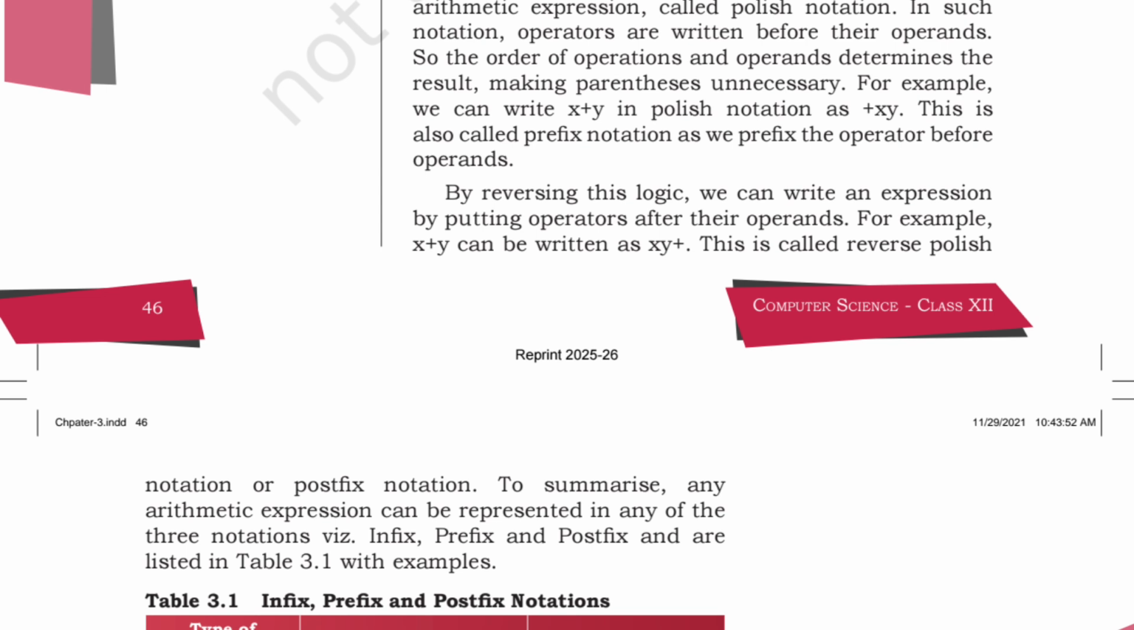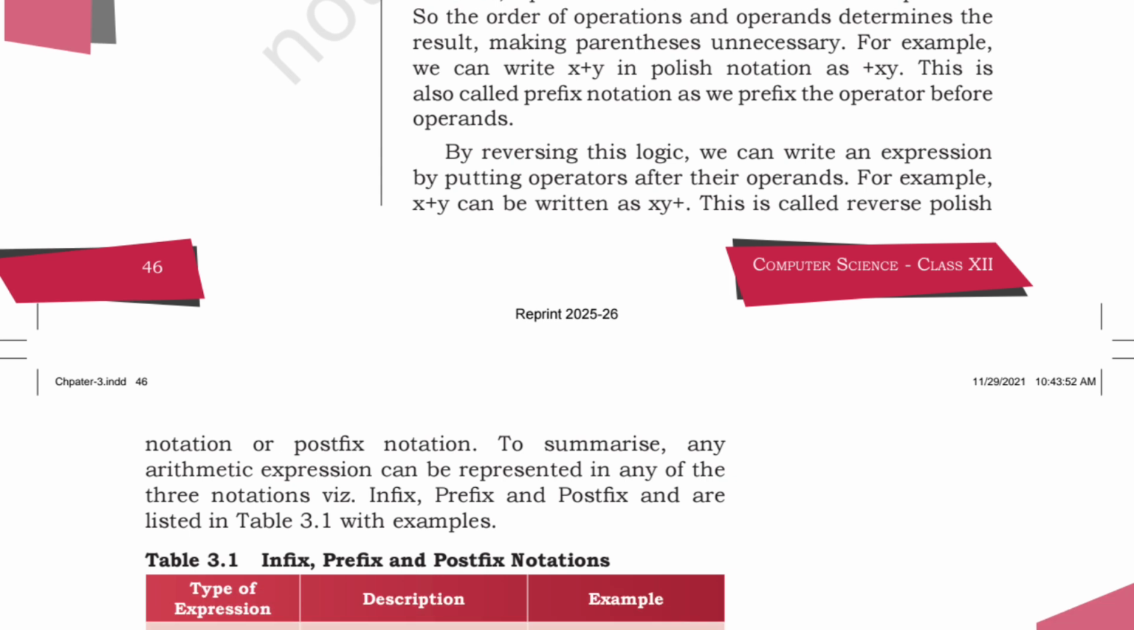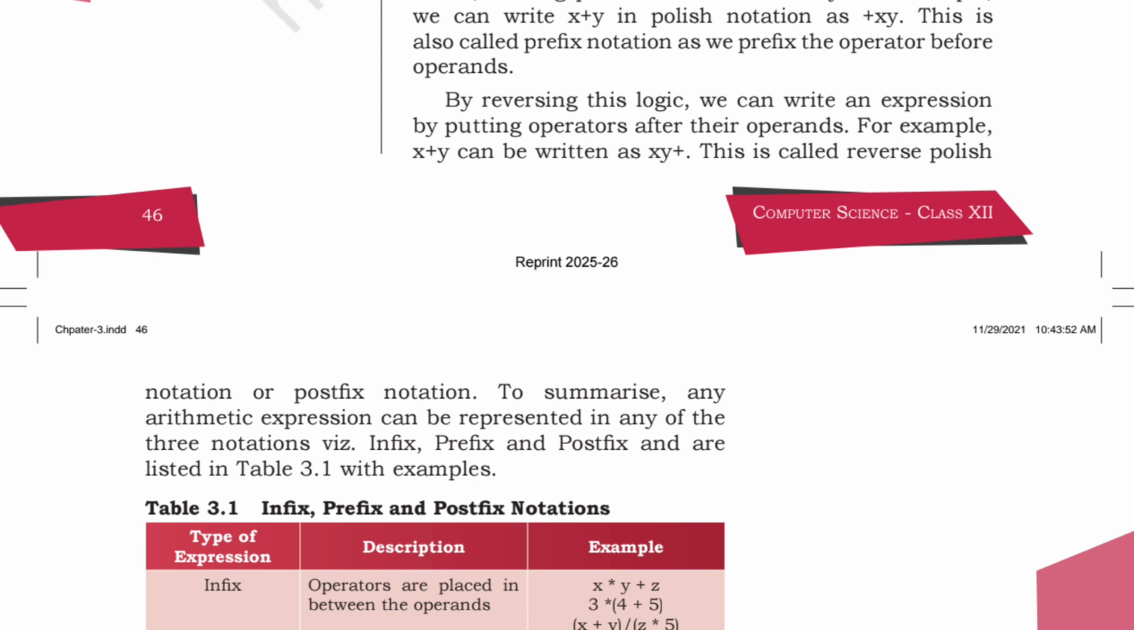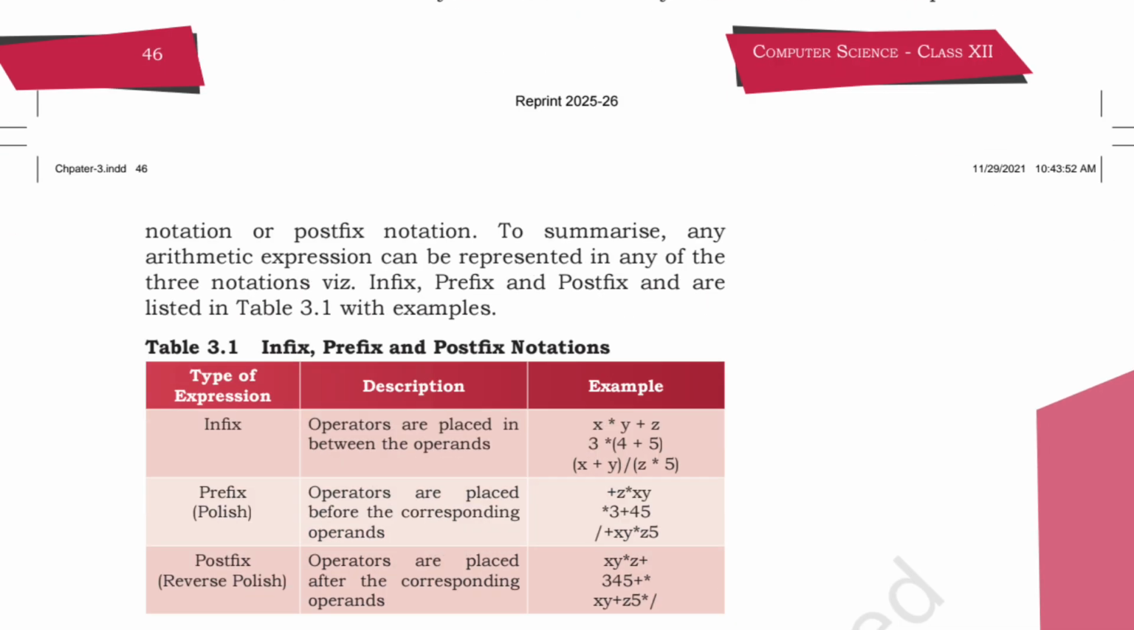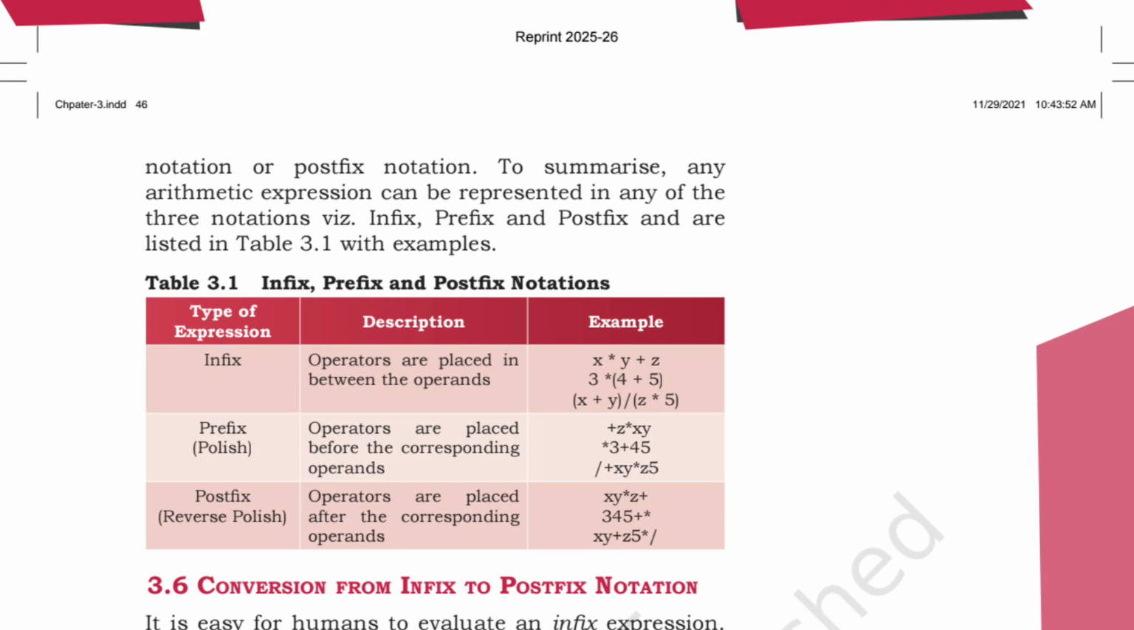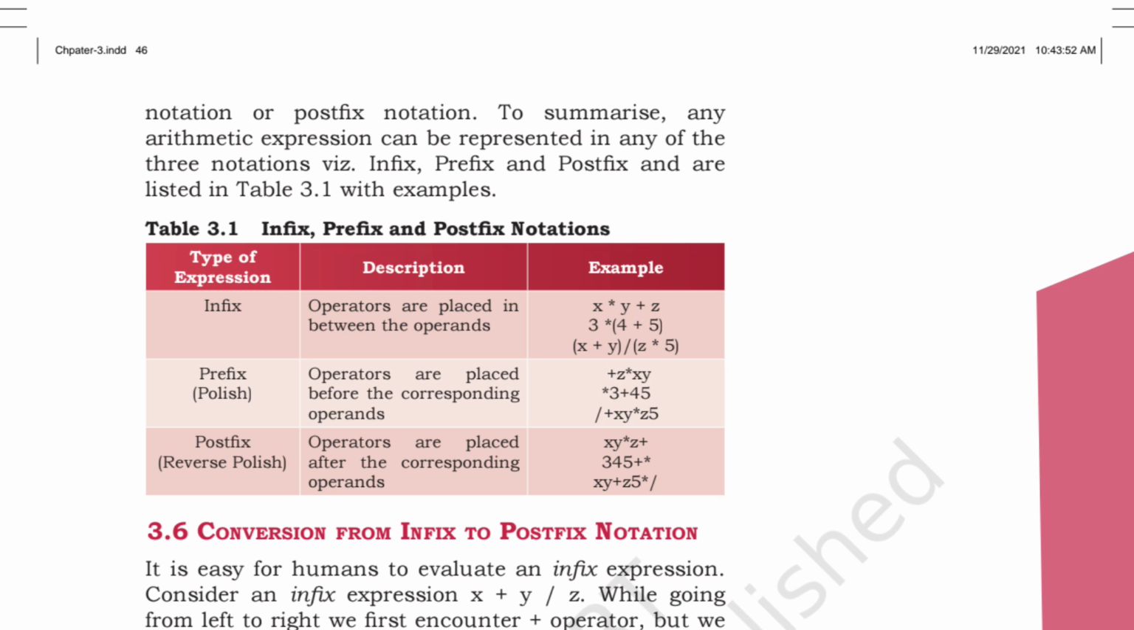Now the next one. By reversing the logic, we can write an expression by putting operators after their operands. For example, x plus y can be written as xy plus. This is called reverse Polish notation, or we can say postfix notation. This is infix and this is postfix. So these are the infix, prefix and postfix notations.